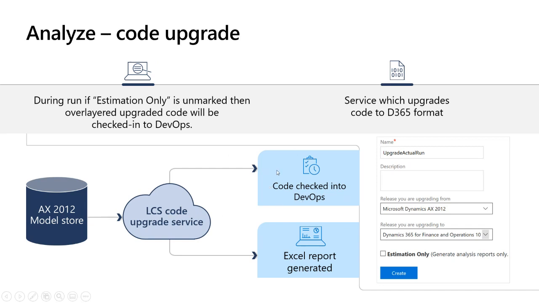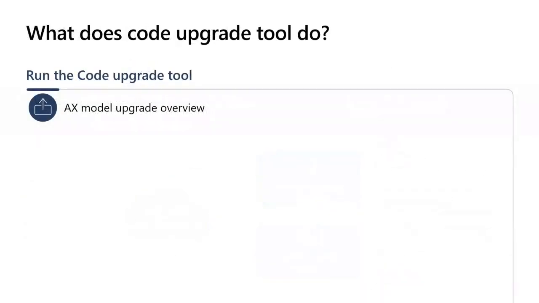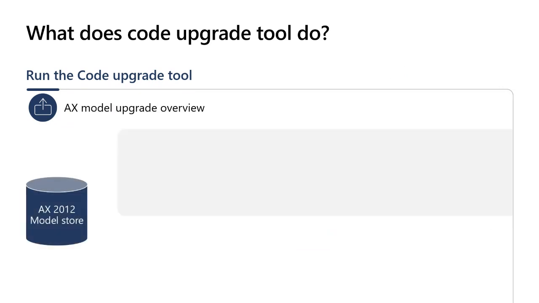Now I want to double click on what happens here, how code is converted and how it gets checked into DevOps. So let me take you through that process so that you know what the code upgrade tool does. When you provide your AX2012 model store, the first thing we do is convert the metadata into the latest format, right? We convert it into XML. Back in 2012, we used the notion of a model store and all code was stored in the database. Now in 365, we use something called a packages folder.